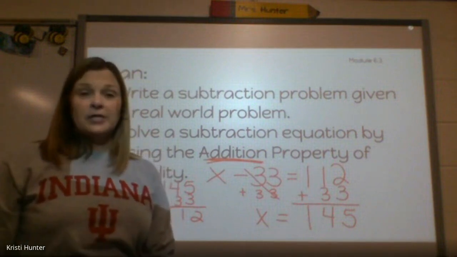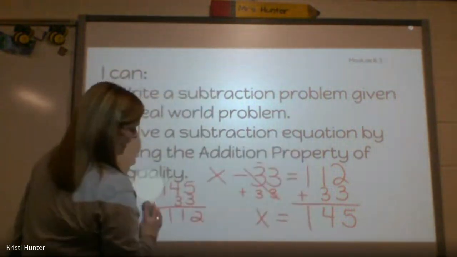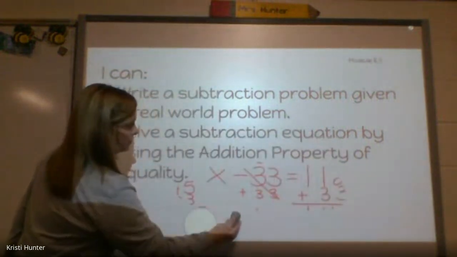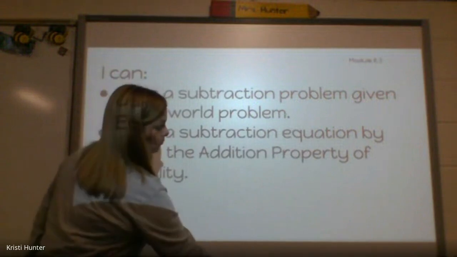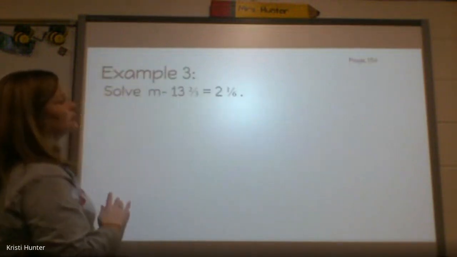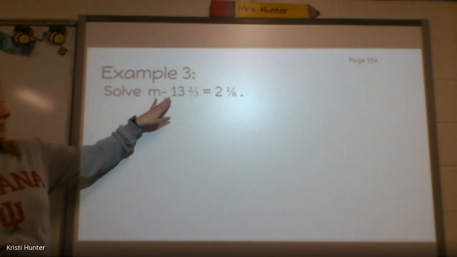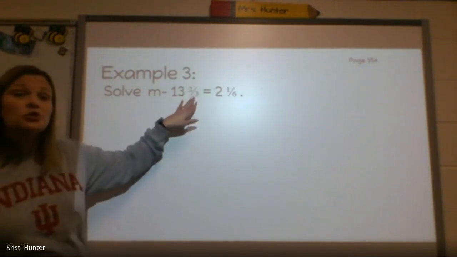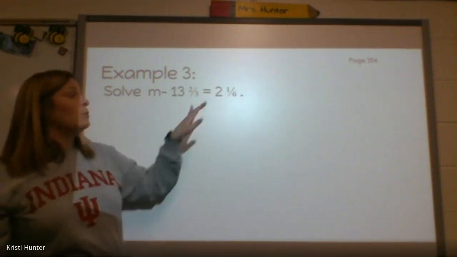So you don't need your books out yet. We're going to work through this example 3 together and talk about it a little bit before you look at what your answer is and get to work on one on your own. So here's example 3. It says solve m minus 13 2/3 equals 2 1/3.